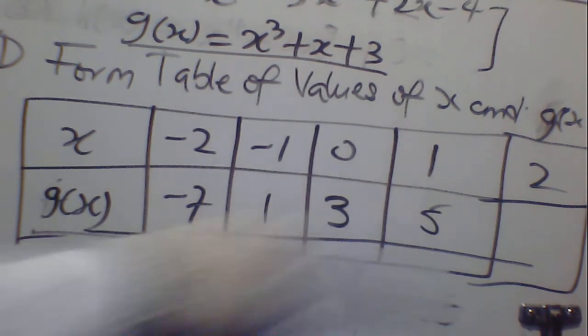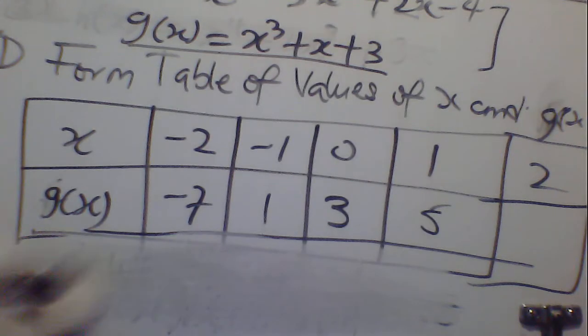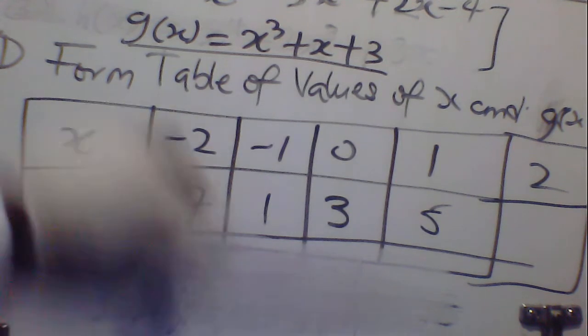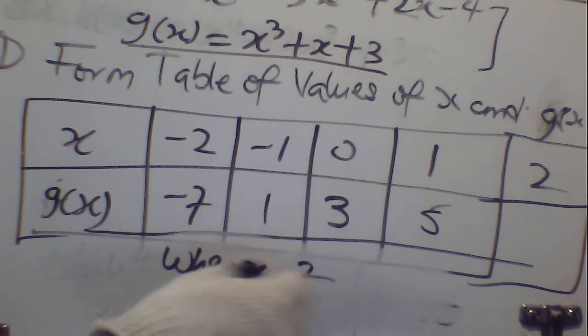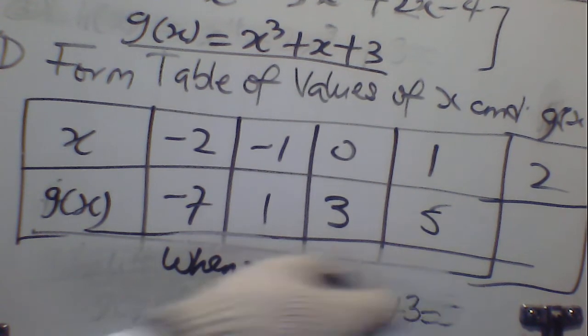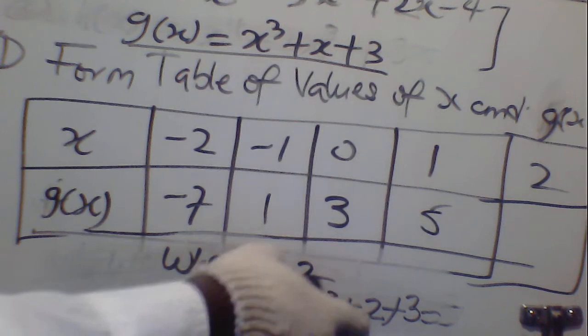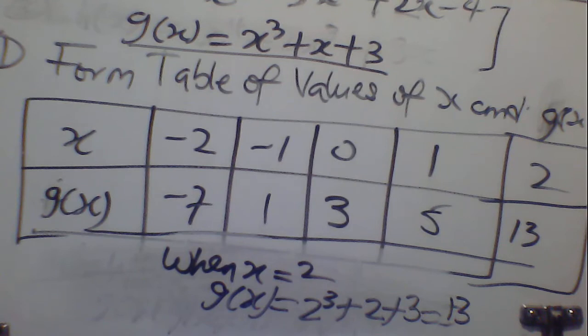I first make an interval for x so that the values will be together, like a cluster. From there I can find the value of g of x. With the values of x and g of x, I can plot the graph. So when x is 2, g of x is 2 raised to the power 3 plus 2 plus 3. 8 plus 2 will give us 10, plus 3 gives us 13. So we proceed. Having gotten the values, we can now proceed.